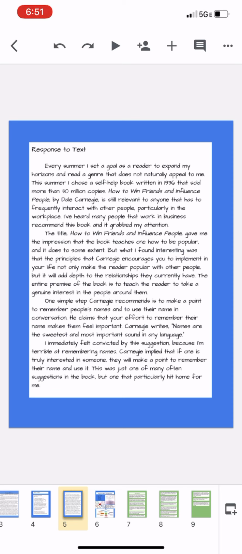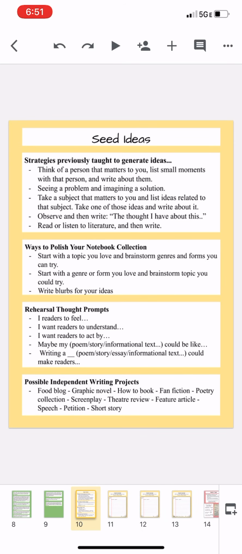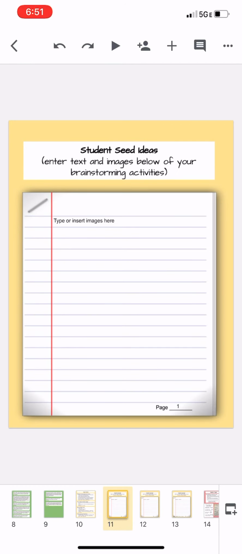So you could always read and respond to text, talk about what you learned, talk about how that book changed you or ideas that came from that book. When you guys are going to write and come up with new ideas for your notebook, I want you to insert any kind of brainstorming activity you do or lists that you make in student seed ideas. And if you decide not to write about one of them, you could always come back and use it later. It's just a good place to store those brainstorming activities.